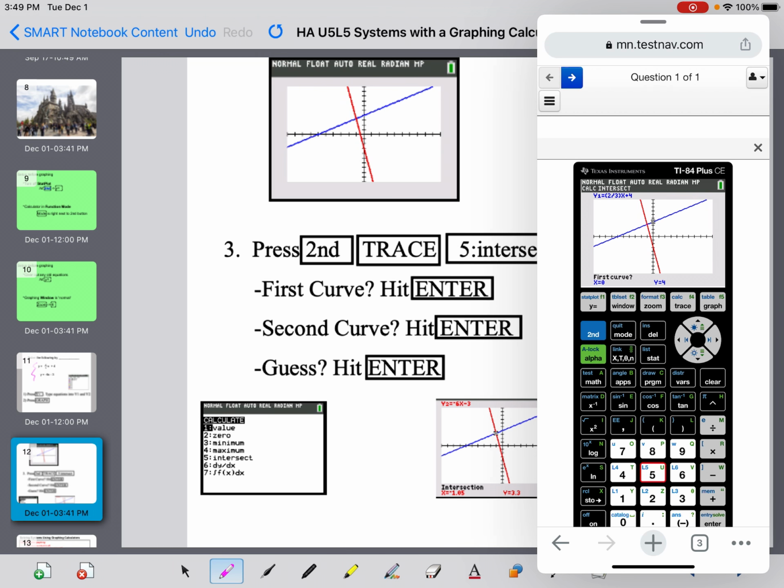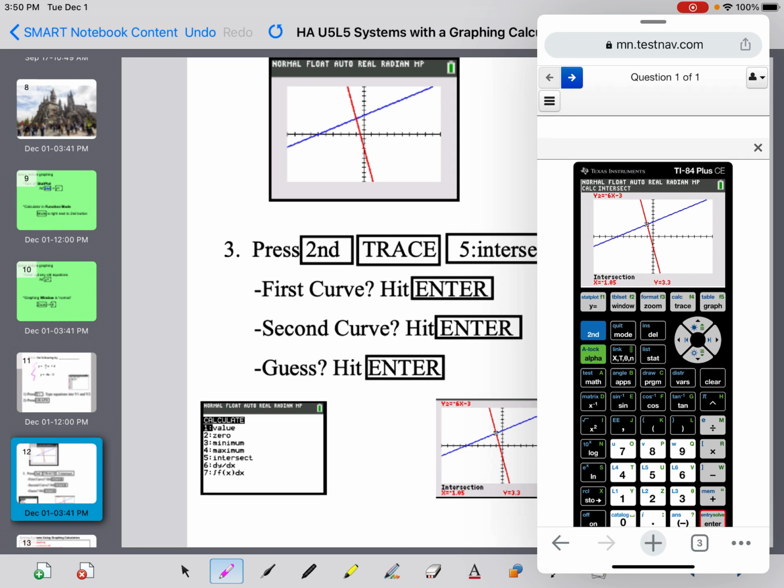And then it's going to ask you which two curves do you want to use. We only have 2 on our graph. So we're really just going to hit enter. Yes, I want the blue. Yes, I want the red. And it also wants you to make a guess. You don't have to make a guess. Just hit enter again. And then it'll show you your intersection right there.